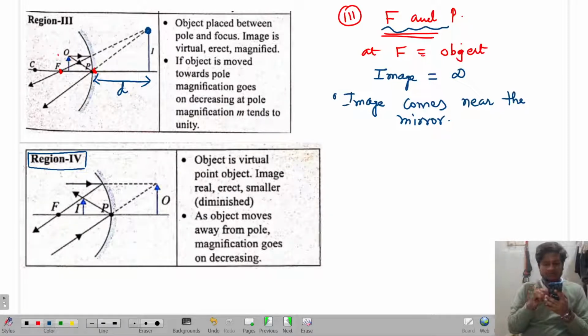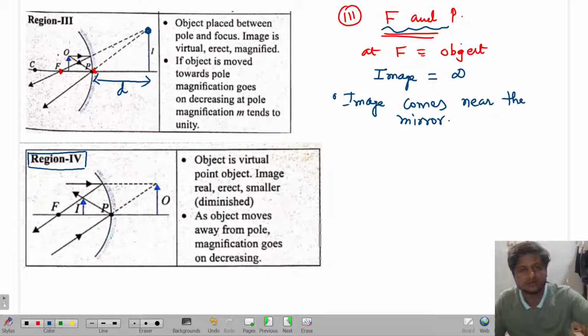Sir, tell me. Sir, isn't region 4 and region 3 the same? Okay, so we have region 4 and region 3. No, it is not similar, Gagan. Sir, because the object is between the focus and the pole, sir. Here also, in region 4, the object is between the principal focus... No, no, wait, that is another thing.